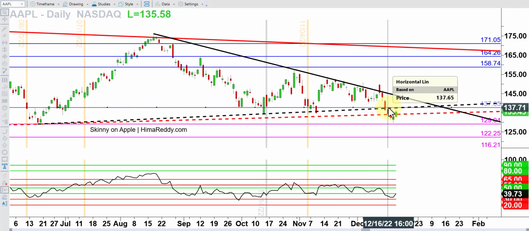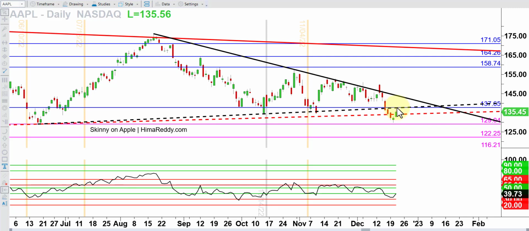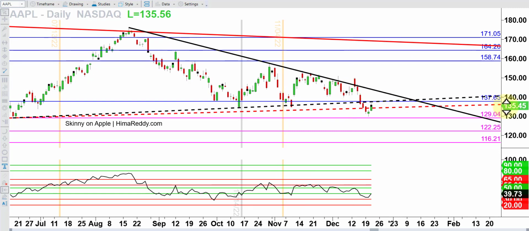So to start with, I would like to see clearance back above 137.65 because that also would show a return back above that black support line that was holding price. So I wouldn't really look to buy until we can get above 137.65 at the least.